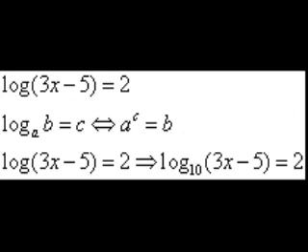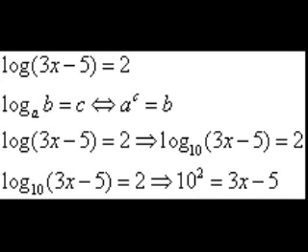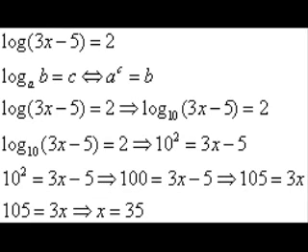For the next problem, log of 3x minus 5 equals 2. Again, we use the base 10 whenever we don't have a base. Now, using substitutions, we see that a is 10, b is 3x minus 5, and c is 2. Then we have 10 squared is 3x minus 5. So we have 105 equals 3x, which means x equals 35.